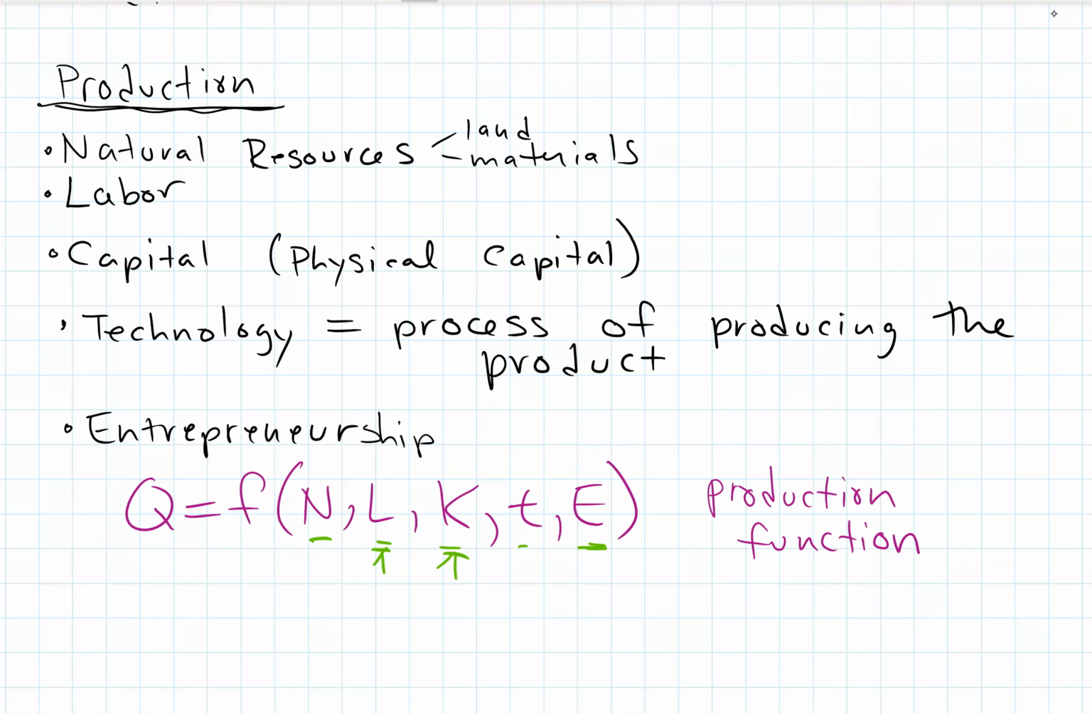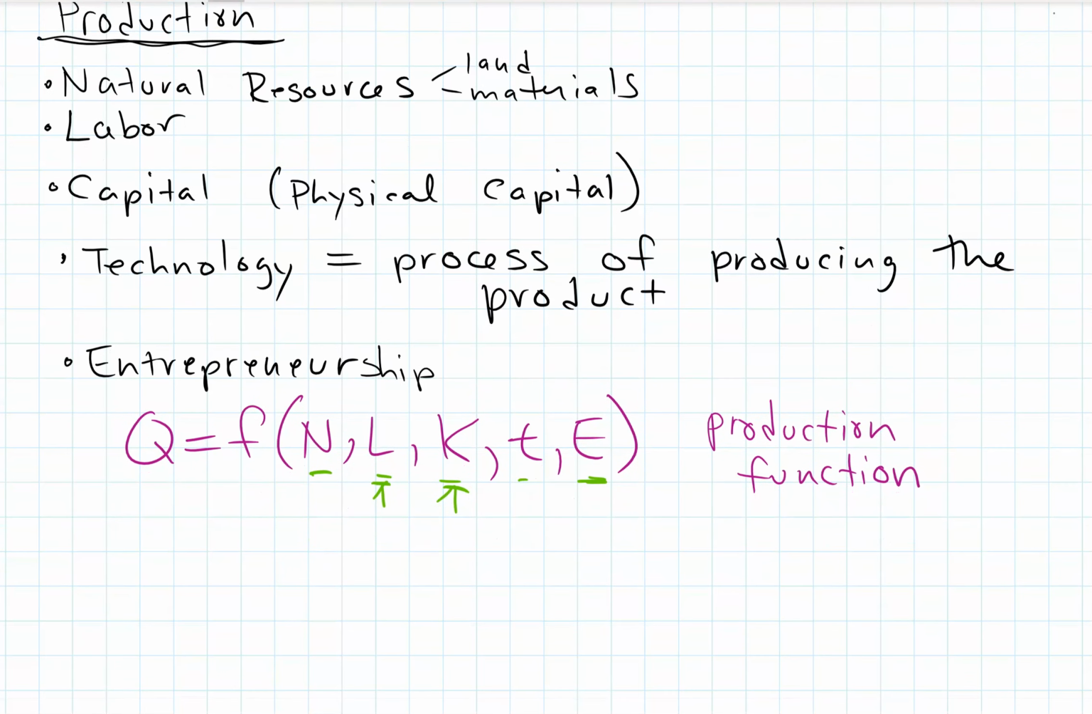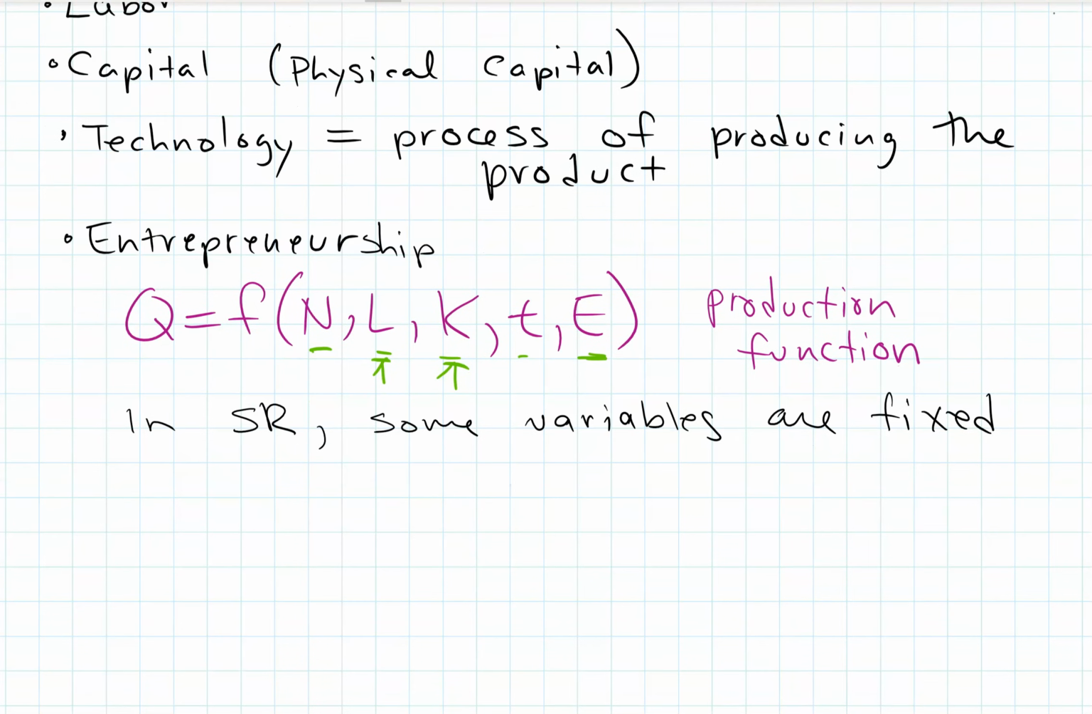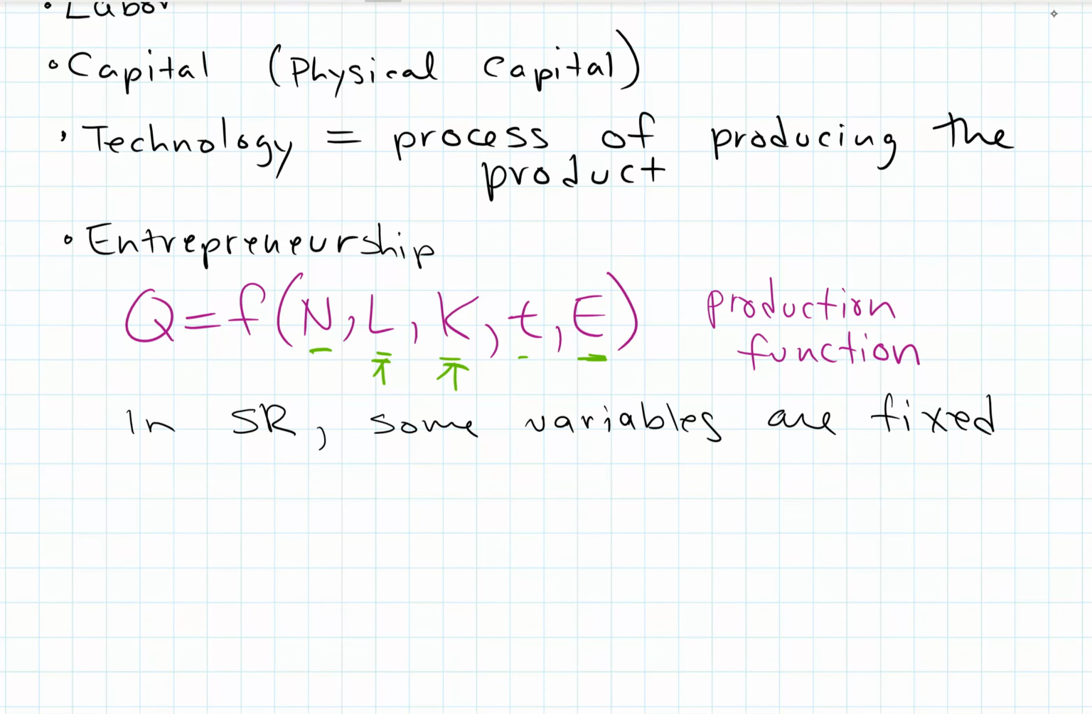In this, what we're going to do next, we're going to kind of ignore the natural resources part. Now, we can then separate this into what happens in the short run. So in the short run, some variables are fixed, and others can vary, right? So some inputs are fixed while others vary.